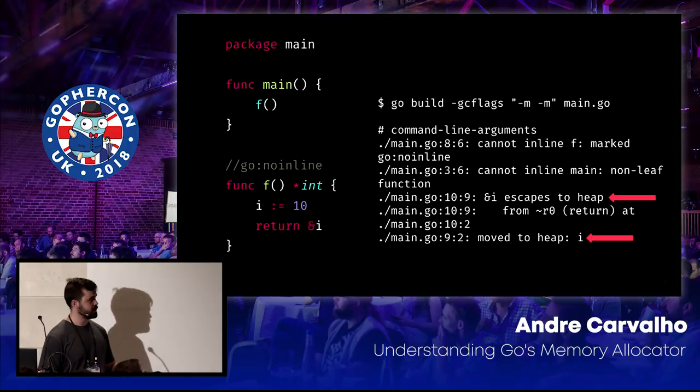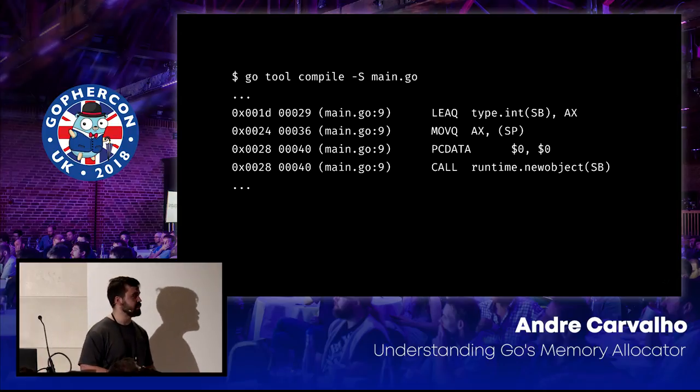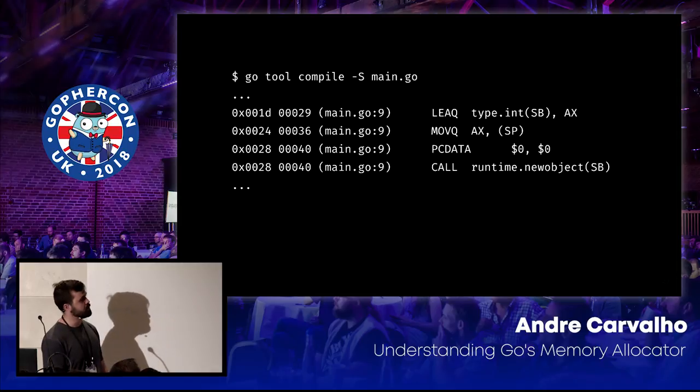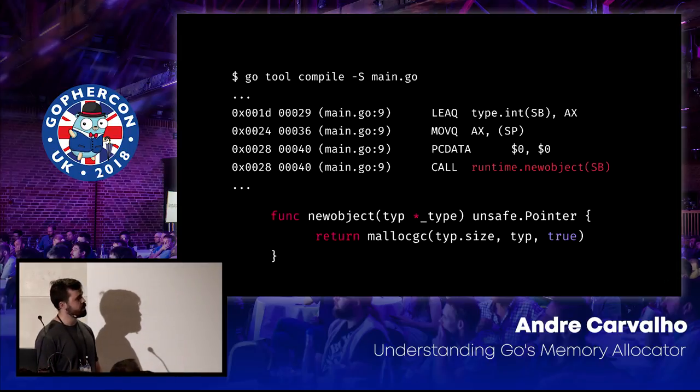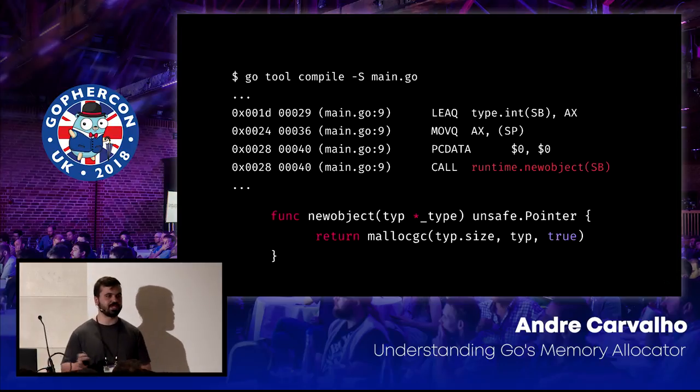But how does this translate to a call to the runtime memory allocator? So here we are also using another tool, go tool compile, using the -S flag, which means that we want the Go assembly output from the compiler, the generated assembly. We don't need to be an assembly expert. I don't know most of what is in its output. But here it's pretty obvious that there is a call to a function called runtime.newobject. And by inspecting the runtime code, we see that this function calls another function that starts with malloc, which means that we are on the right track.